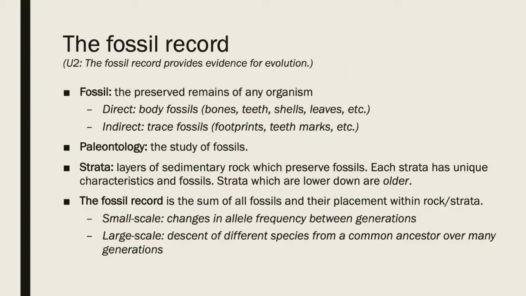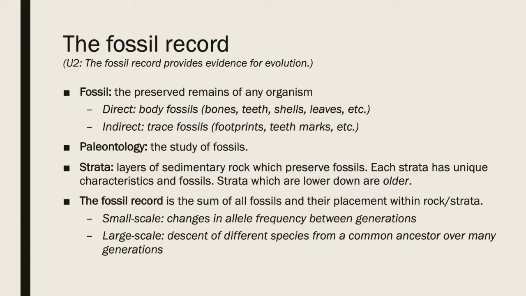Now let's talk about the fossil record, which is very important in providing evidence for evolution. So what is a fossil? A fossil is the preserved remains of any organism. There can be direct or indirect fossils. A direct fossil is a body fossil. This includes bones, teeth, shells, leaves, etc. So these are actual physical fossils. And then indirect fossils are also called trace fossils. These refer to footprints, teeth marks, etc. So they're not objects, but rather signs that an organism used to be present in that geographical location.